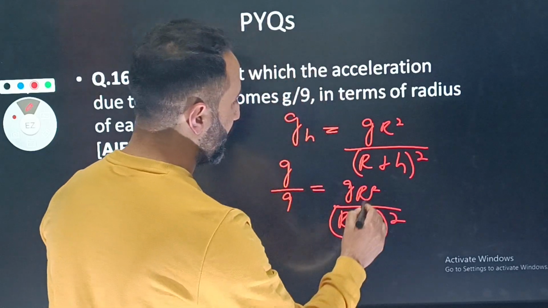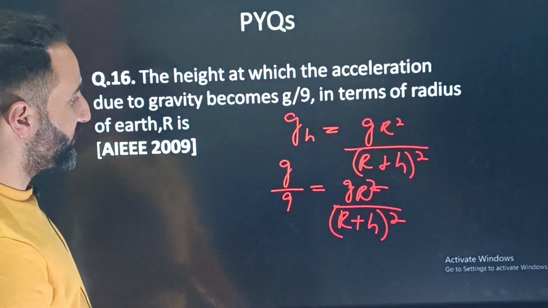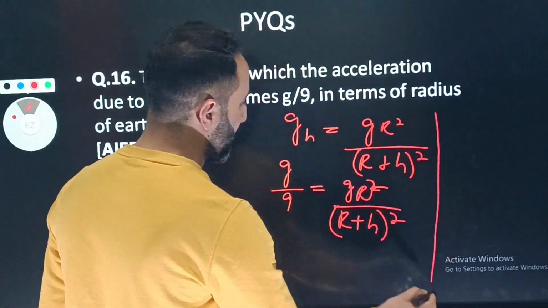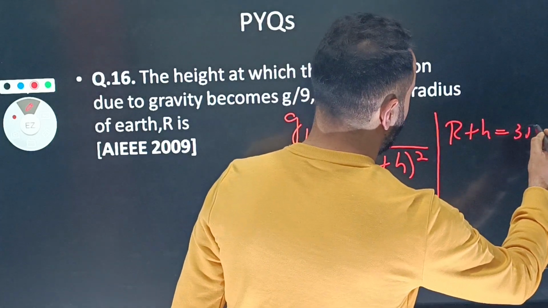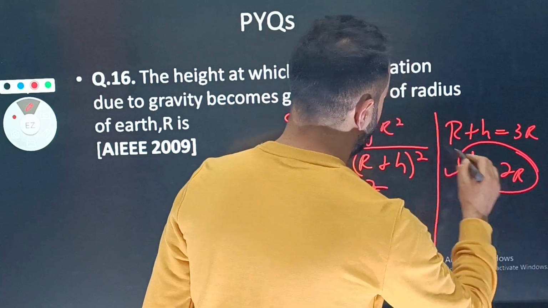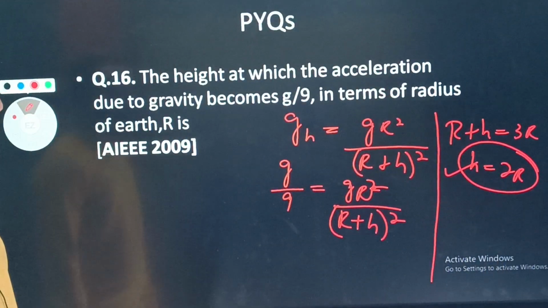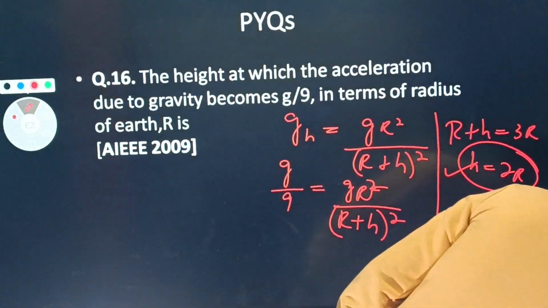That's equal to gR square divided by R plus h whole square. All right. ठीक है ना बेटा? Okay. So then taking g and g will cancel, taking root of both sides. So this will be 1 by 3. Then go for the cross multiplication. तो आएगा बेटा R plus h is equal to 3R. And this means that h is equal to twice R. So this is the correct answer. ठीक है ना बेटा? Okay. I'm sure this is also clear to you. Asked in EEE 2009. Okay.